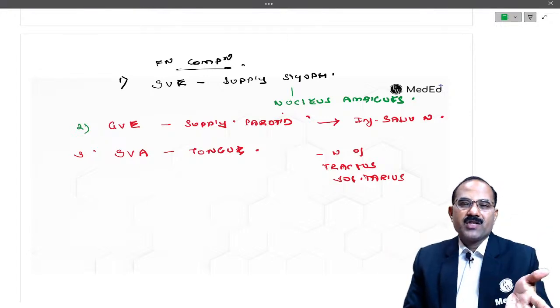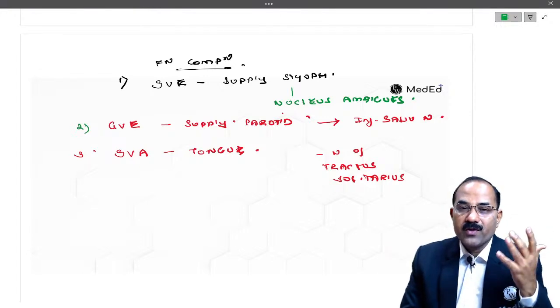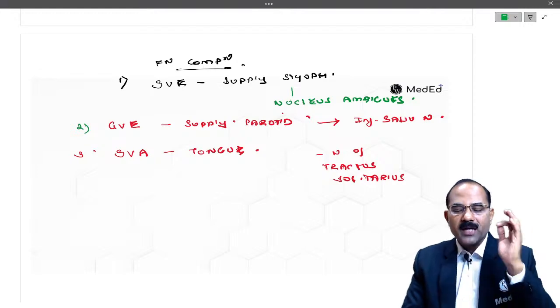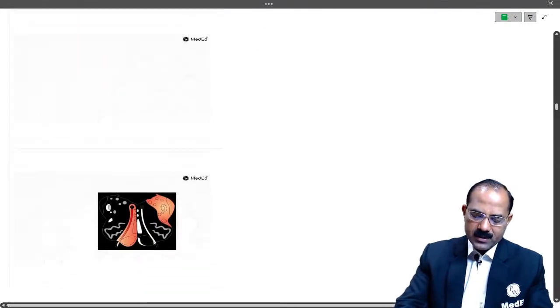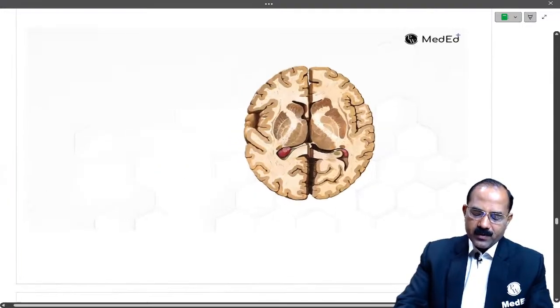But basics should be known. Like glossopharyngeal nerve passes through which foramen, that you have to know. Attachment to the brainstem, that you have to know. Right? Okay, very good. We'll come to this topic now.